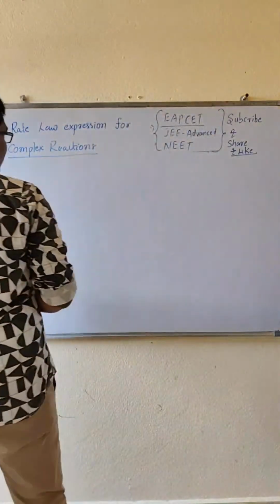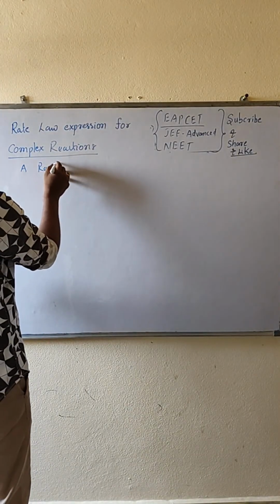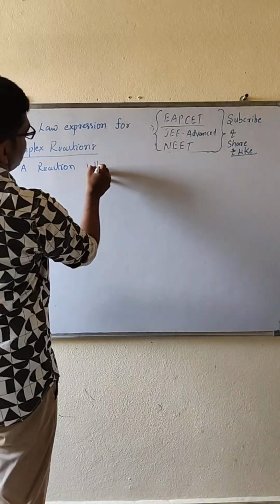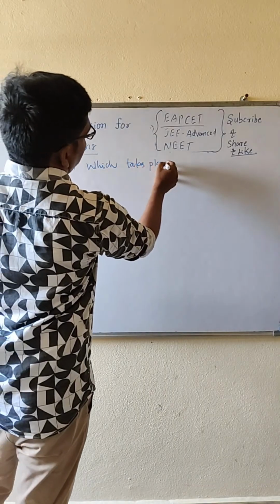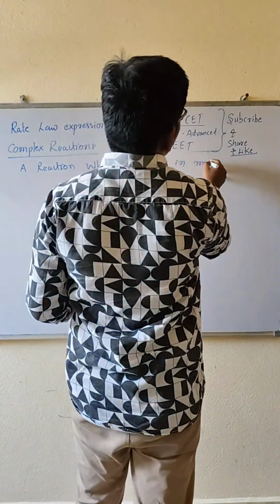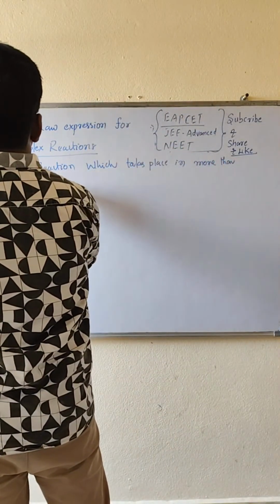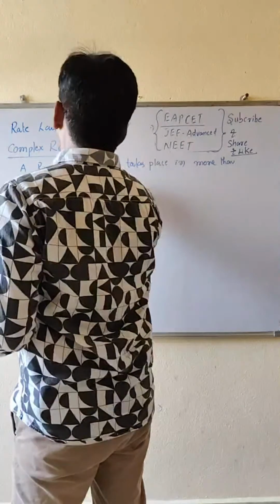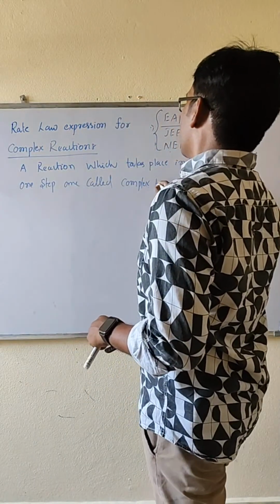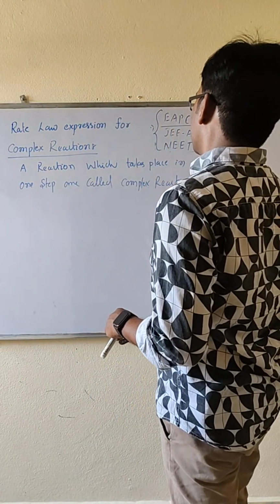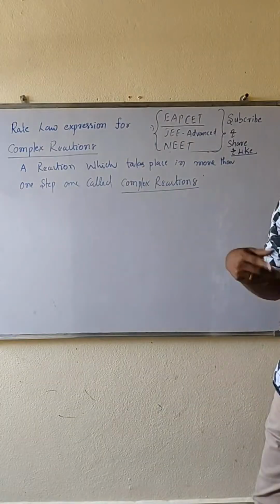A reaction which takes place in more than one step is called a complex reaction. If it is in more than one step, we call them complex reactions.